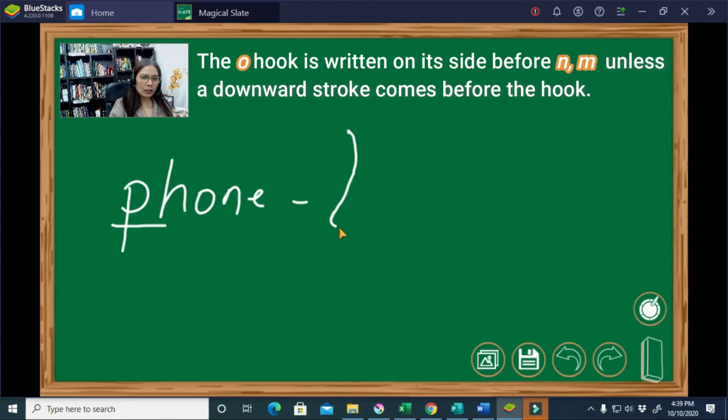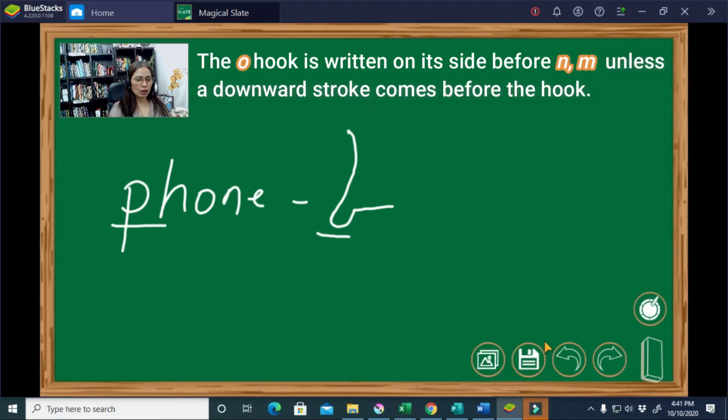See? Since we have a downward curve, O, regardless it is followed by N, you don't have to put that along the side or on its side, but instead, you have to really write exactly the O hook. Okay, this one. See that? The rule says as long as what? We have a downward stroke before the O hook. So kailangan daw buuin mo siya. It's not written along the side.